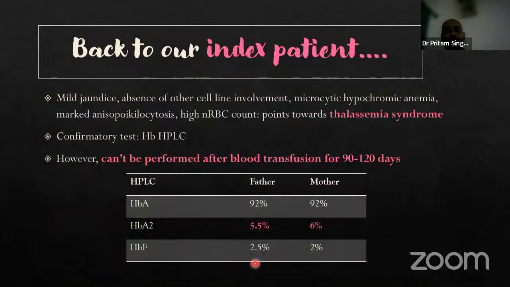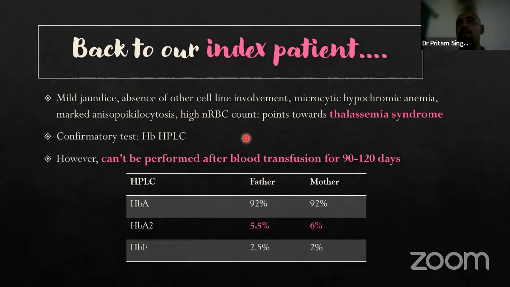So I'm coming back to our index child. Our child had mild jaundice. There was no other cell line involvement; platelet count, etc. were fine. Microcytic hypochromic anemia was there. There was marked anisopoikilocytosis and high circulating nucleated RBCs. So that points towards the diagnosis of thalassemia syndrome. That was confirmed with a hemoglobin HPLC.